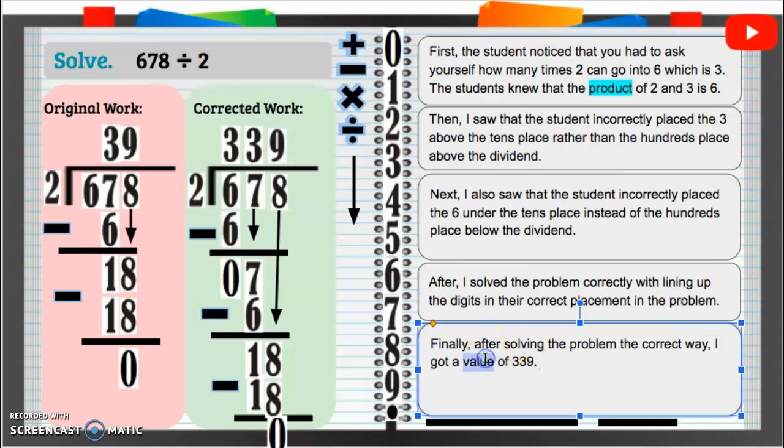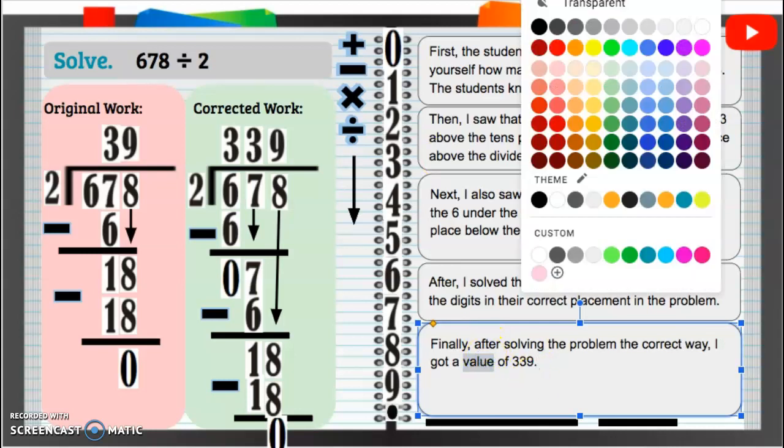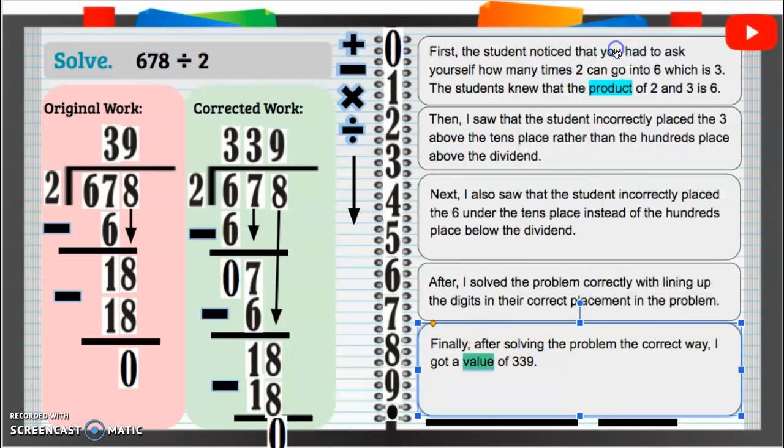And I know that the word value is also going to be a vocabulary word, so I'll put that green. And that's going to be it for our writing.